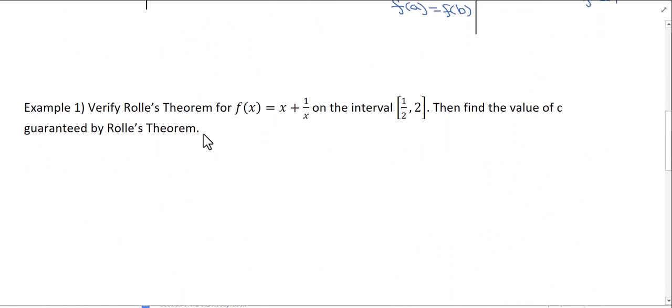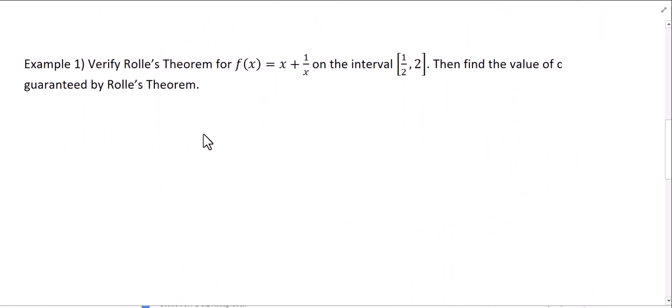So first of all, is it continuous on the closed interval [1/2, 2]? So f(x) looks like it is not continuous where?